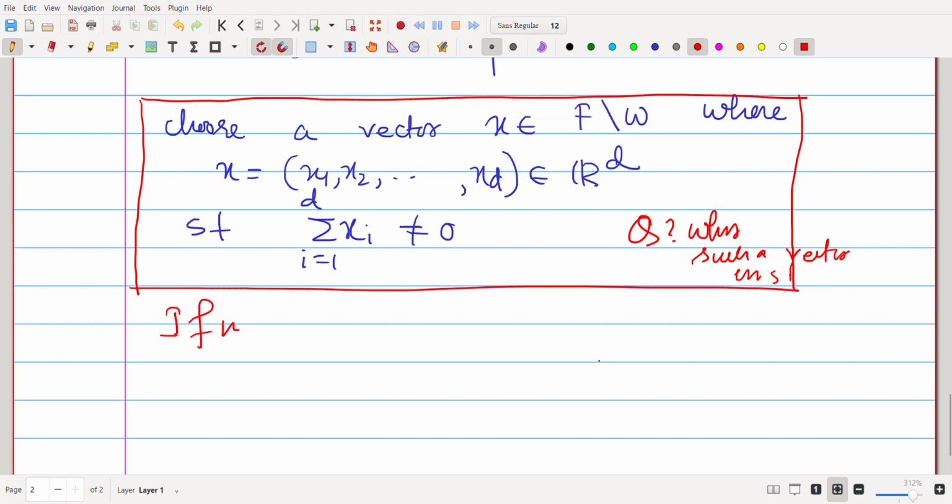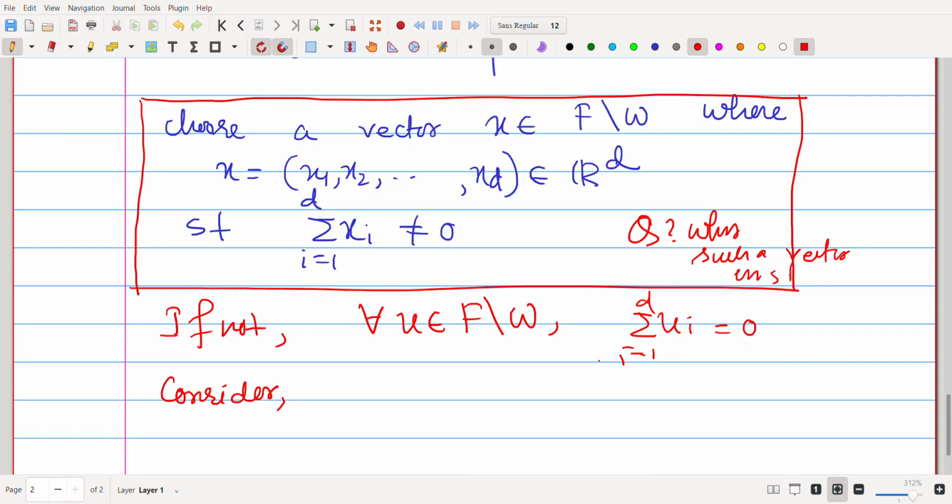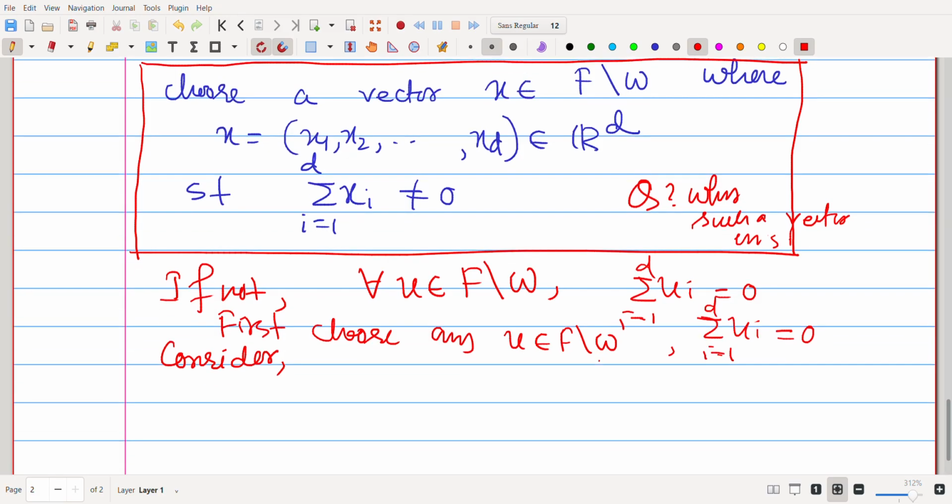So if not, there doesn't exist any vector such that this happens. That means for all u belonging to F minus W, the summation of ui, i equal to 1 to d, is 0. Now consider the vector. So first choose any u belonging to F minus W. By our assumption, the summation of ui, i equal to 1 to d, is 0.